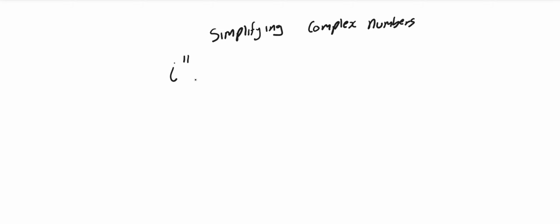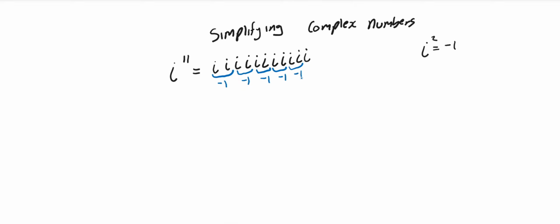i to the 11. So this would be 1, 2, 3, 4, 5, 6, 7, 8, 9, 10, 11. How many i squared do we have? Because we know i squared is equal to negative 1. So we have 1, 2, 3, 4, 5. This is negative 1, negative 1, negative 1, negative 1, and this is negative 1, right? Because i squared is equal to negative 1.